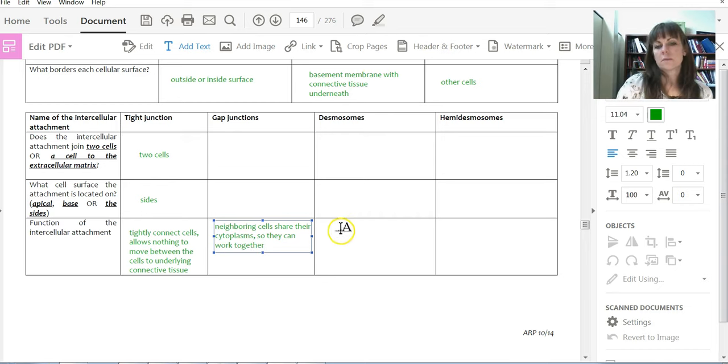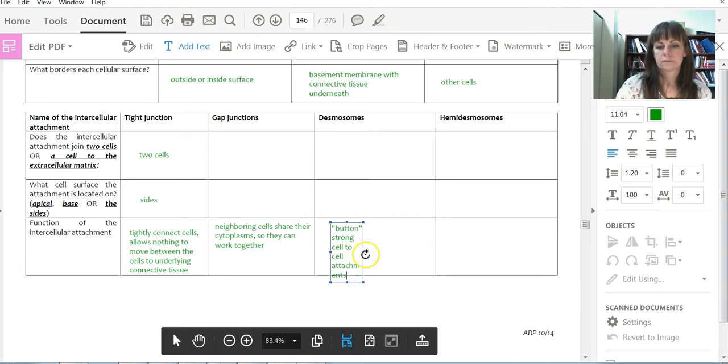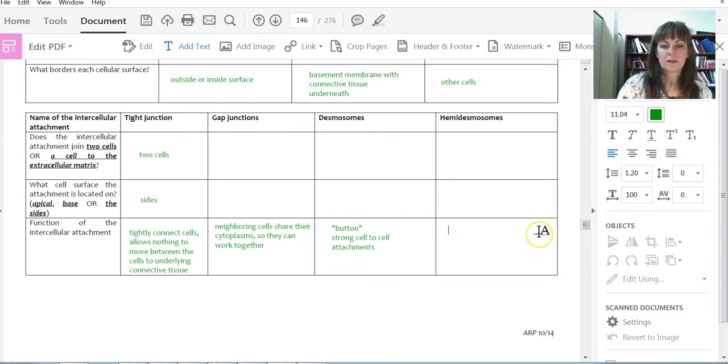Okay, desmosomes, they're the button. I'll put that in parentheses. Button. And these allow strong cell-to-cell attachments. And then hemidesmosomes, you can also think of them as a button, but these allow a strong connection to underlying basement membrane.